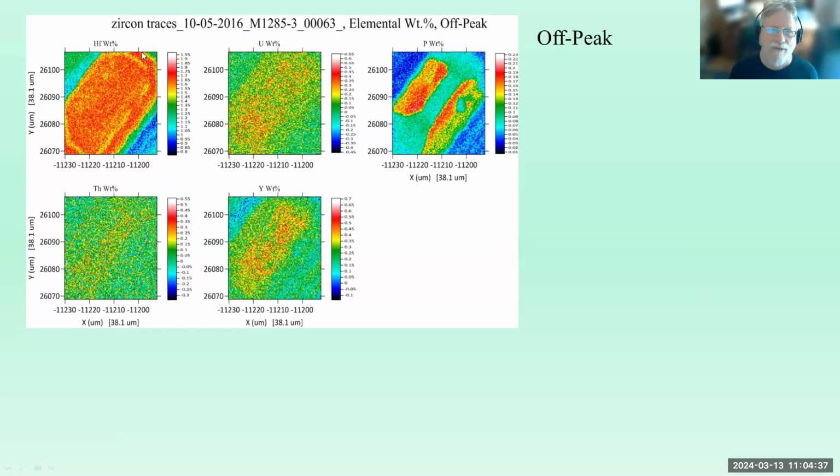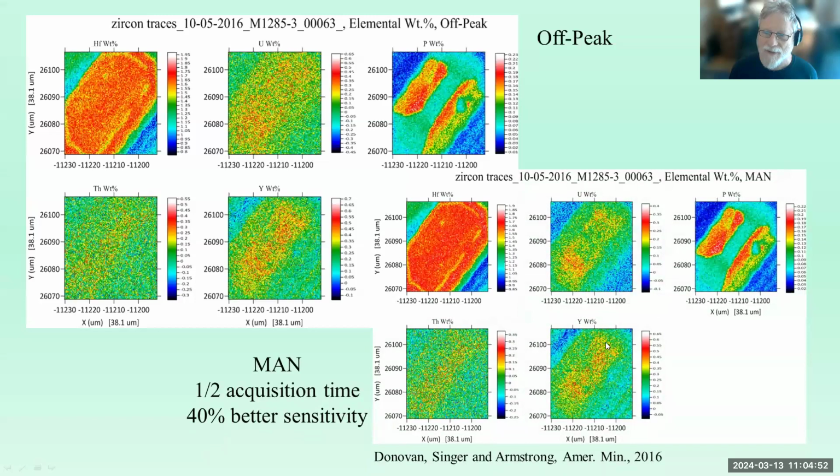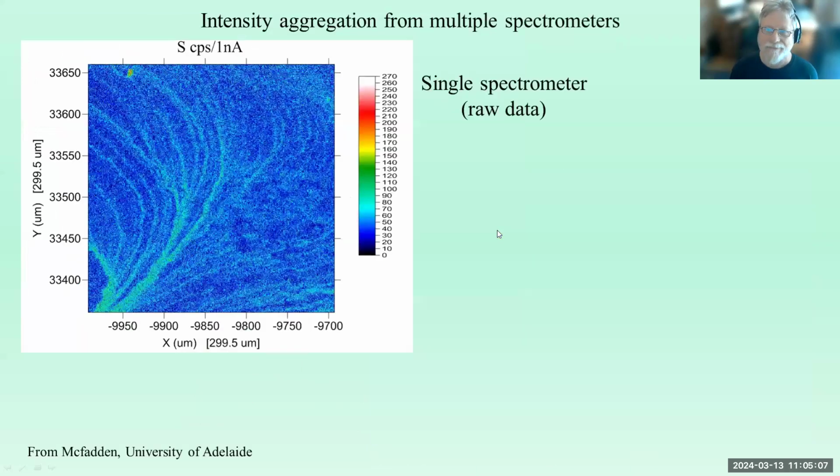And here's an example where we've measured off peaks on these zircons for hafnium, uranium, and some other trace elements. And then we took the same data and just threw away the off-peak backgrounds and calculated the background using MAN backgrounds. And you can see right away that we've got better statistics on the hafnium and the uranium and the other elements you can look at. And it took half the time. So what's wrong with that?